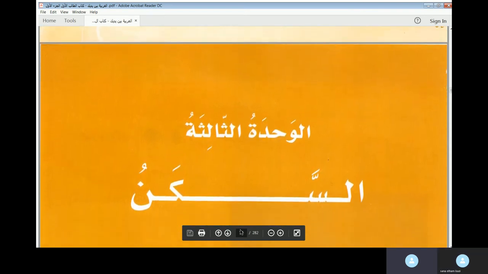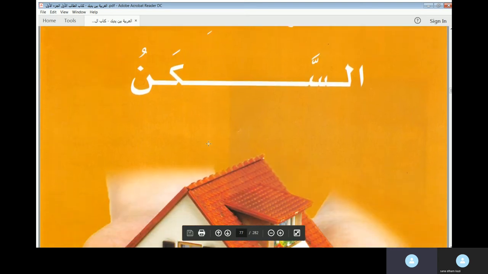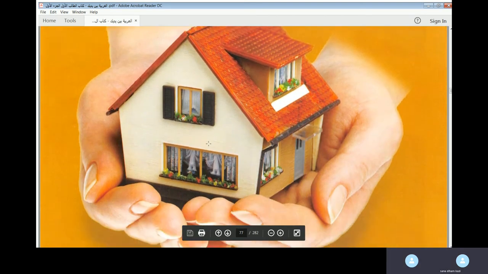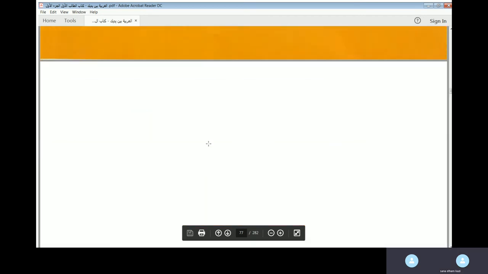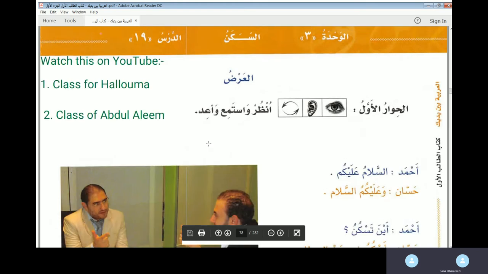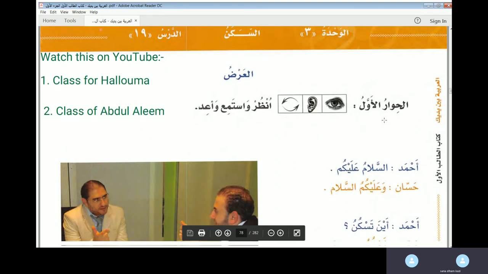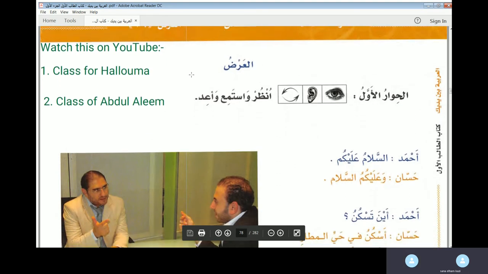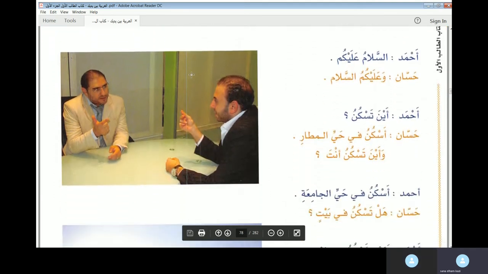Now we'll start Al-Wahdatu Thalithah, third unit. As-Sakan means residence or place of living. Al-Hiwar al-Awwal, unzur wa istami' wa karrir. Al-Hiwar al-Awwal, first lesson. First dialogue. Okay. See, hear and repeat.